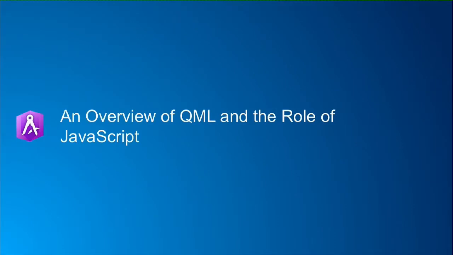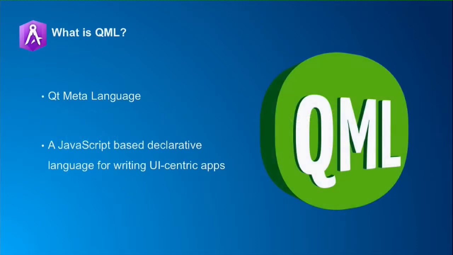So let's start with the overview of QML and where JavaScript fits in QML. QML stands for Qt Meta Language. Qt is a company that created this technology for cross-platform native applications. The language we use is called QML. It's a JavaScript-based declarative language for writing user interfaces.